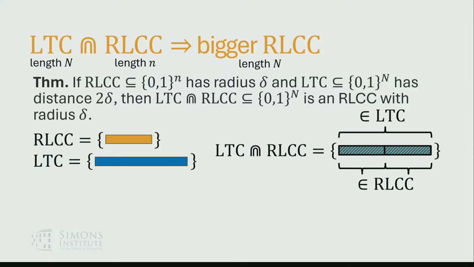And just repeating the picture from before, the code formed by nesting the RLCC in the LTC is made up of the set of codewords which are in the locally testable code, but where we have these blocks, these intervals, which, when you restrict to those intervals, are also a codeword of the smaller RLCC.